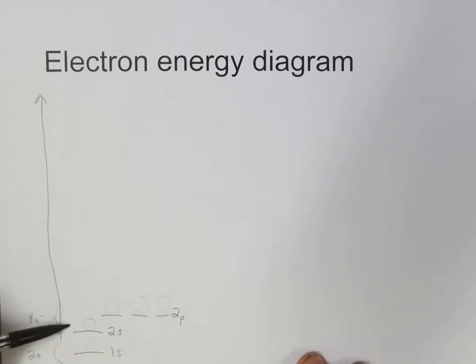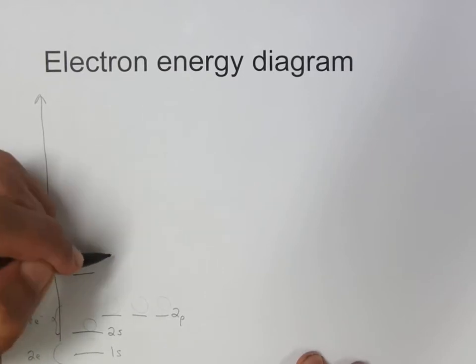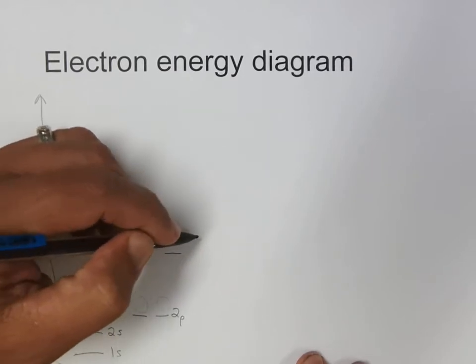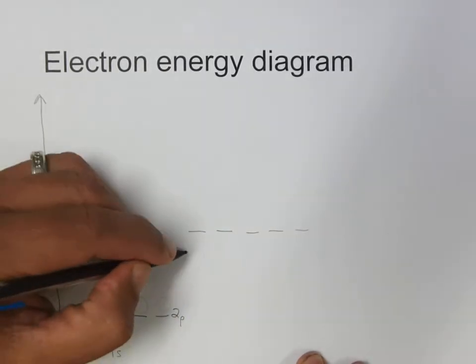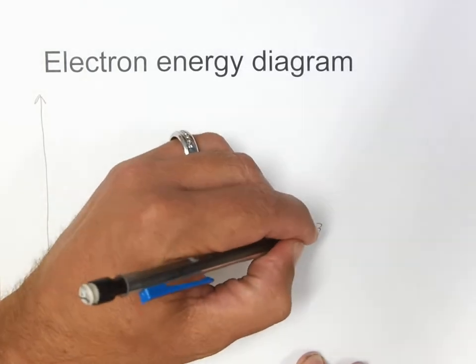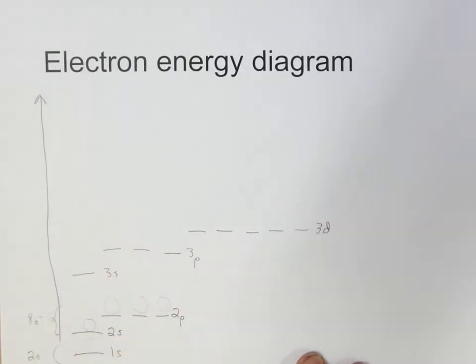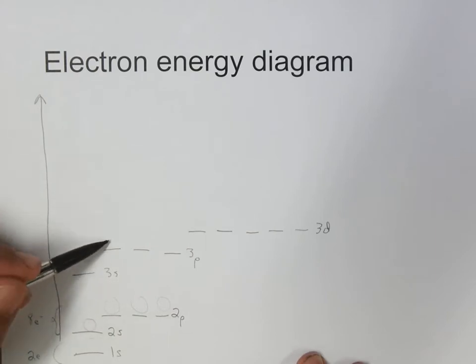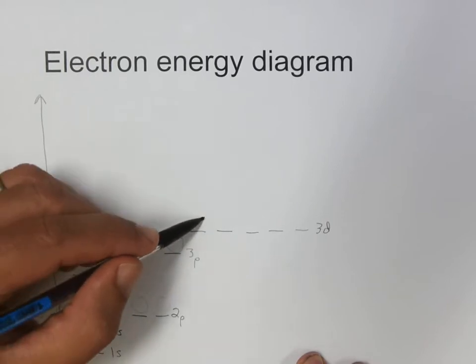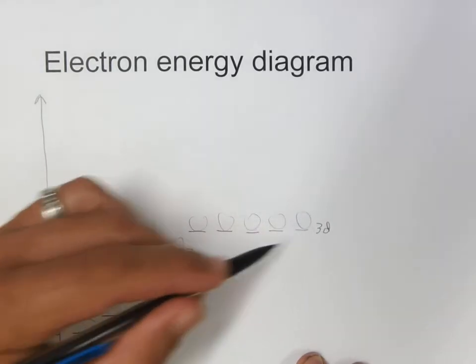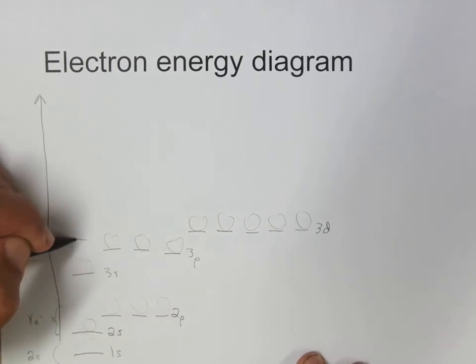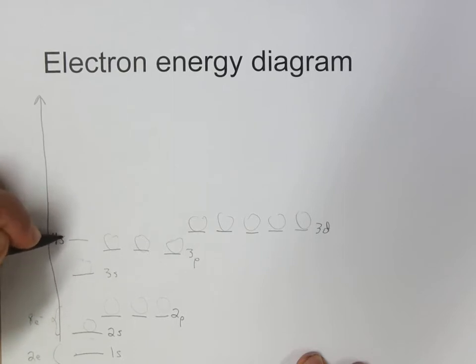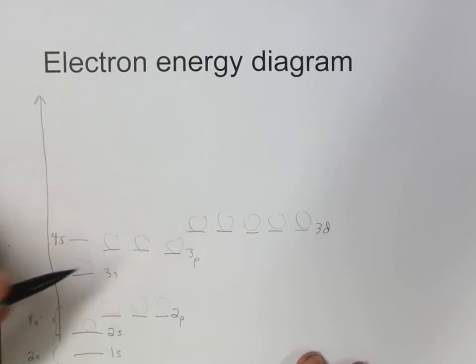After you've filled the second energy level, you go to the third energy level, which has 3 sublevels, the 3s, the 3p, and the 3d. And so you would expect to fill those in that order: 2 electrons in the s, 6 electrons in the p, and then 10 electrons in the d. But it's sort of interesting because the 4s sublevel is slightly lower in energy than the 3d sublevel.